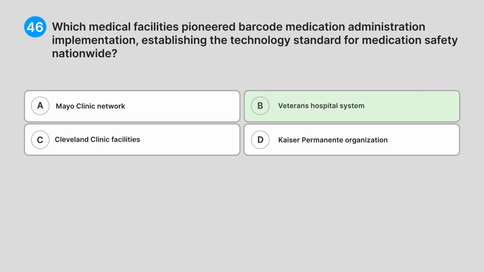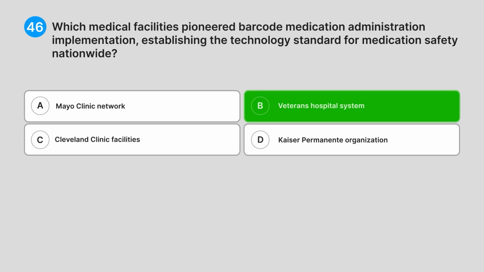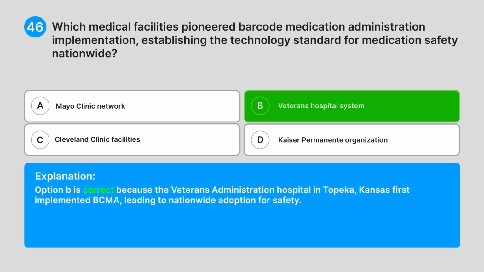Correct answer, B. Veterans Hospital System. Explanation. Option B is correct because the Veterans Administration Hospital in Topeka, Kansas first implemented BCMA, leading to nationwide adoption for safety.